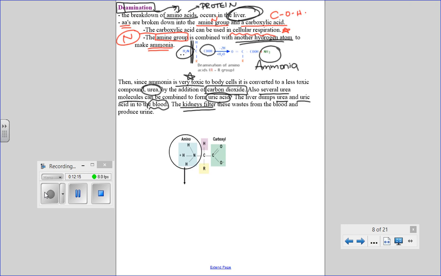So there's my amino acid. I'm taking the part with N and I'm cutting it off to get my ammonia. Then I add CO2 and I get urea. Then I take at least 2 of them and I get uric acid. So that would be a summed up version of what that second paragraph is saying. I get ammonia, I add CO2, I get urea. I take at least 2 of them, I get uric acid.